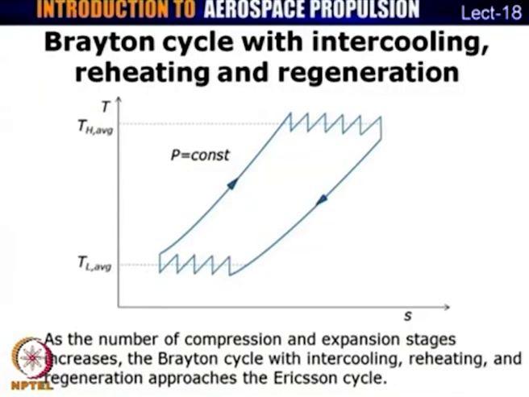Ericsson cycle consists of 2 isothermal processes and 2 constant pressure processes, and so a Brayton cycle with an infinite number of intercooling, reheating and regeneration stages can approach an Ericsson cycle, which means that this will have efficiencies which are equal to that of the Carnot efficiency. So, a Brayton cycle with an infinite number of intercooling, reheating and regeneration stages can give efficiencies equal to that of the Carnot cycle.